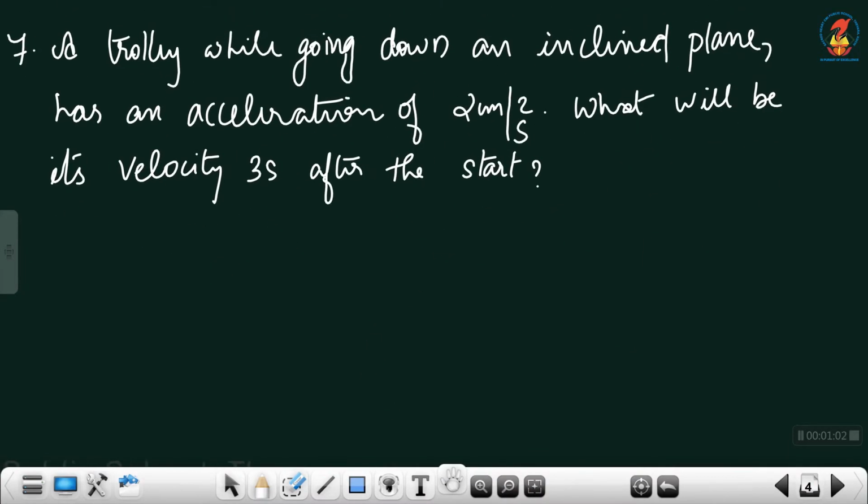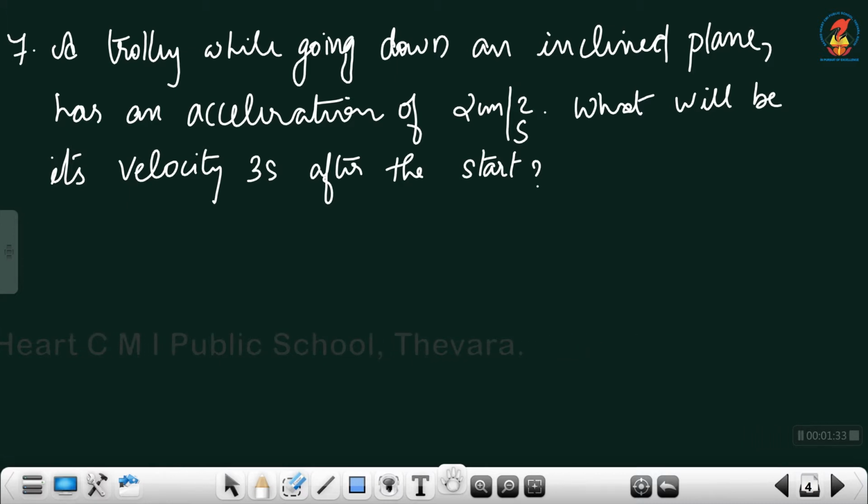A trolley, while going down an inclined plane, has an acceleration of 2 centimeter per second square. What will be its velocity 3 seconds after the start?